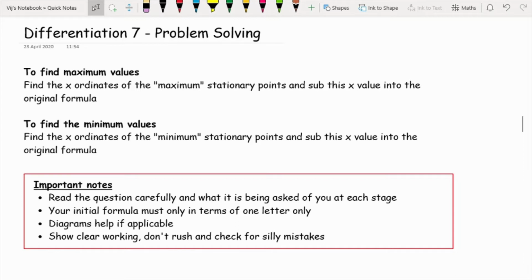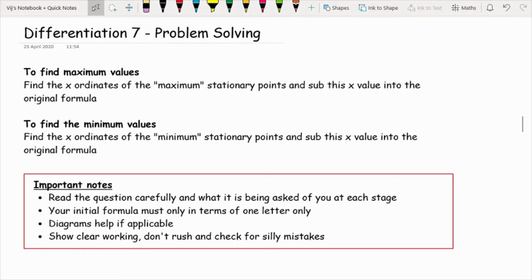Sometimes a diagram might help, and more often than not, diagrams are given to you just to give you that helping hand. If not, drawing a diagram, if it relates to a shape, is worth doing. For things that relate to a graph, a graphic calculator, if you have access to one, may prove handy, so you know what max and minimum values you're looking for to check your answers. And the final point is show clear working.